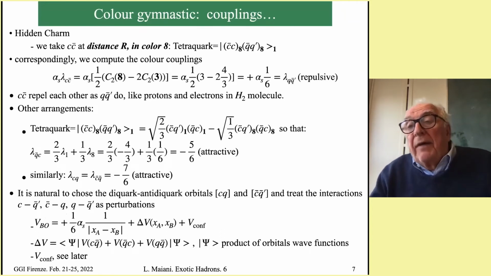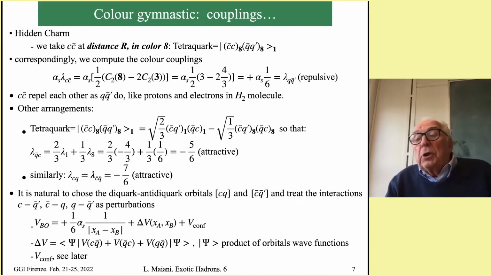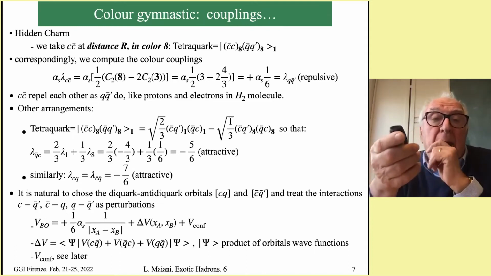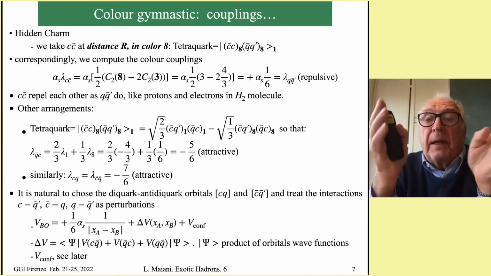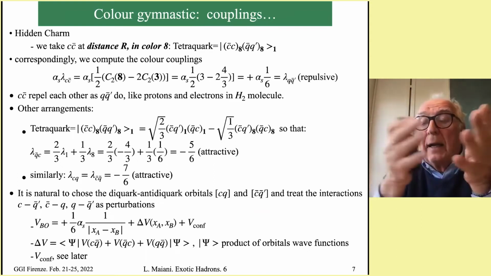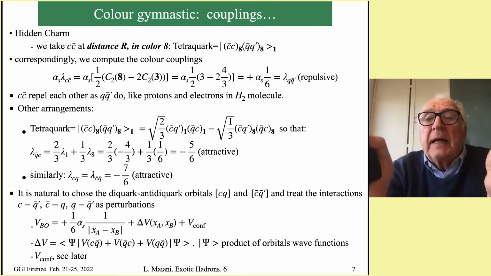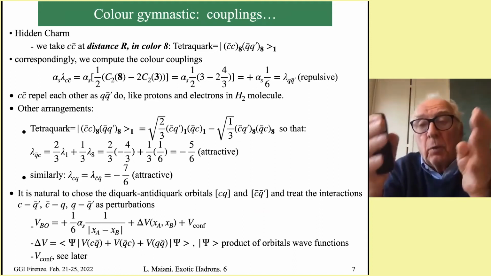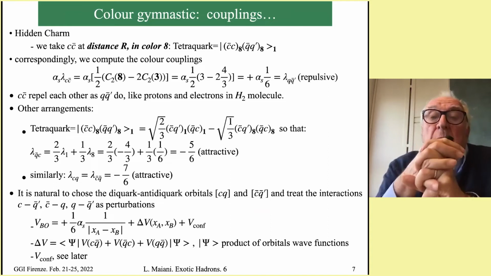Of course, with color we have a complication, and there is a color gymnastic to do, and there is also a complication with confinement. And I will show you how we have dealt with that. Suppose that I have a CC bar pair fixed as a fixed source. I have to specify also the color, and the color can be 1 or 8. But color 1 will not interact with the light quarks, and so I will not consider that. I will fix my tetraquark to have the CC bar in 8 color, and therefore the Q bar Q prime also in 8 color.